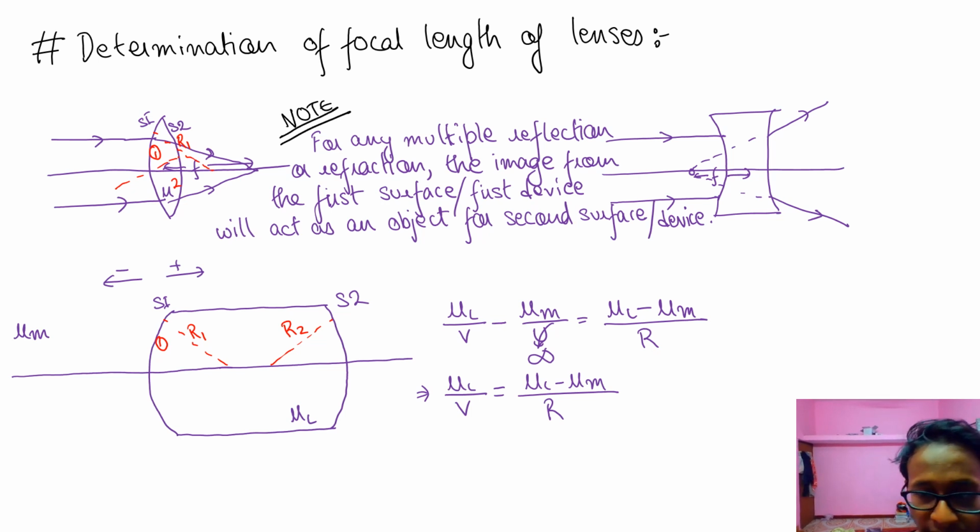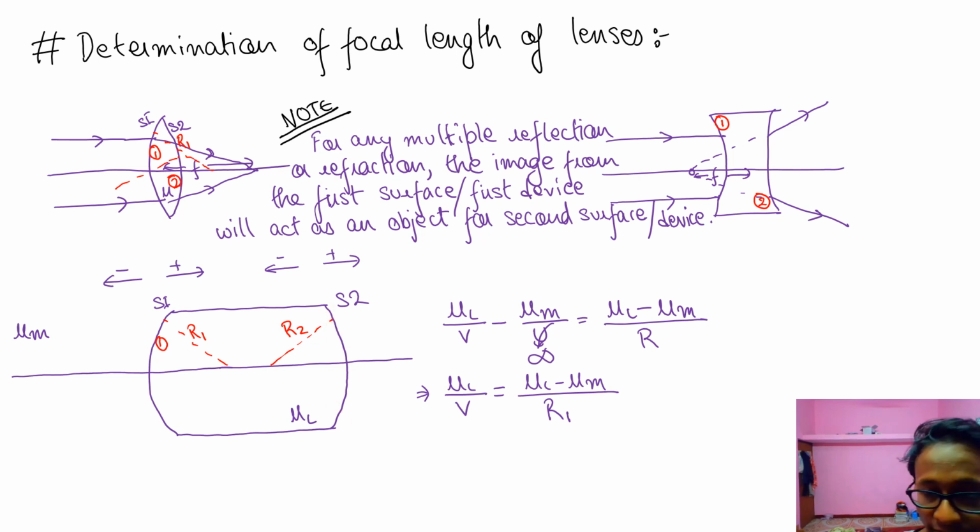Now if I consider sign notation, plus or minus, sign notation should be added in terms of the lens. Suppose this is a convex lens, so surface 1 is plus R1, surface 2 is minus R2. Suppose you have a concave lens, so surface 1 is minus R1, surface 2 is plus R2. So mu L by V is equal to mu L minus mu M by the radius of surface 1. Now let's focus on the second surface.